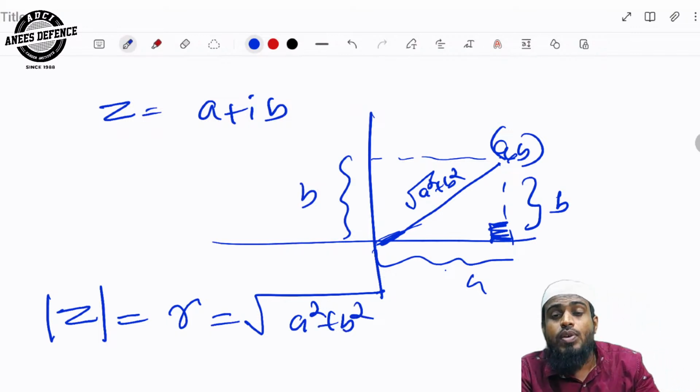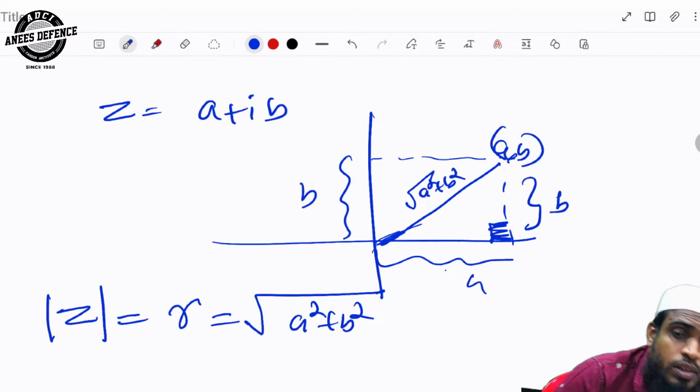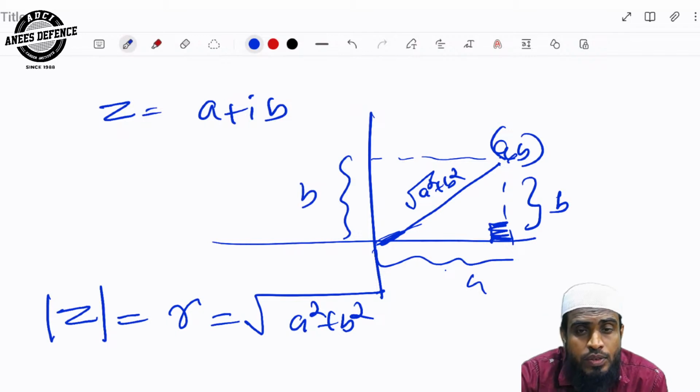So what do you have to do? If you want to calculate the modulus of a complex number, take the square of the imaginary part and the real part and add them together. Then calculate the square root of the result.